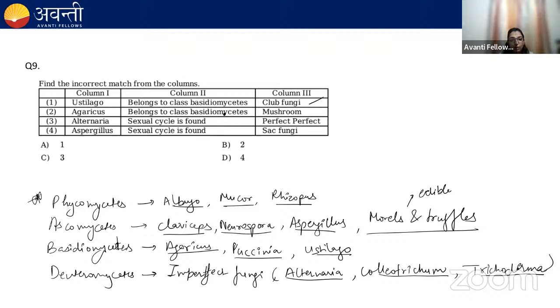Second says Agaricus belongs to class Basidiomycetes, mushroom. True. Alternaria, is the sexual cycle formed? No, perfect, no. They are called imperfect. And Alternaria belongs to Deuteromycetes, known as imperfect fungi because the sexual stage is not known. Fourth says Aspergillus, sexual cycle is found, called sac fungi. Yes, Aspergillus belongs to Ascomycetes, which are commonly known as sac fungi. So the incorrect match from the column is 3. So the correct option is C. I hope it is clear to everyone.